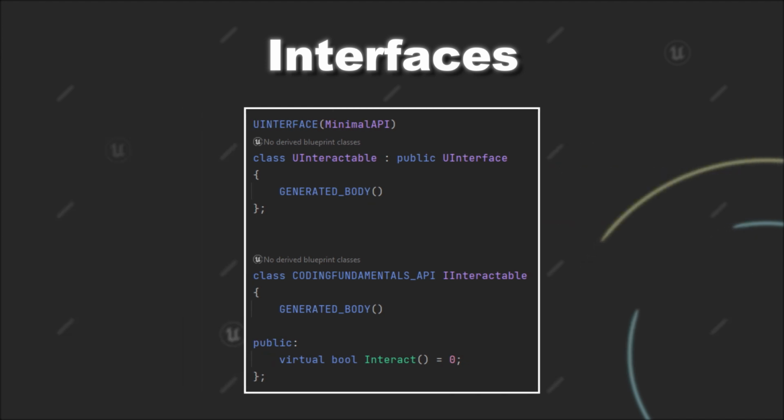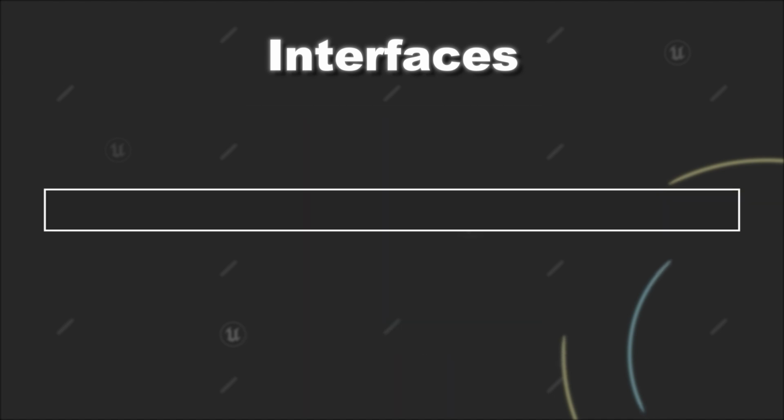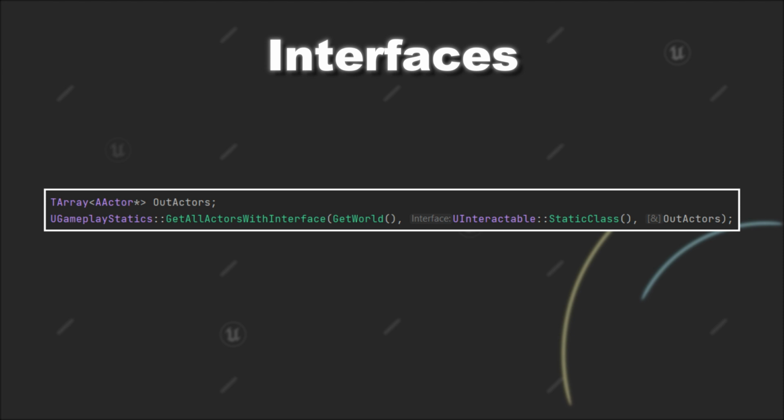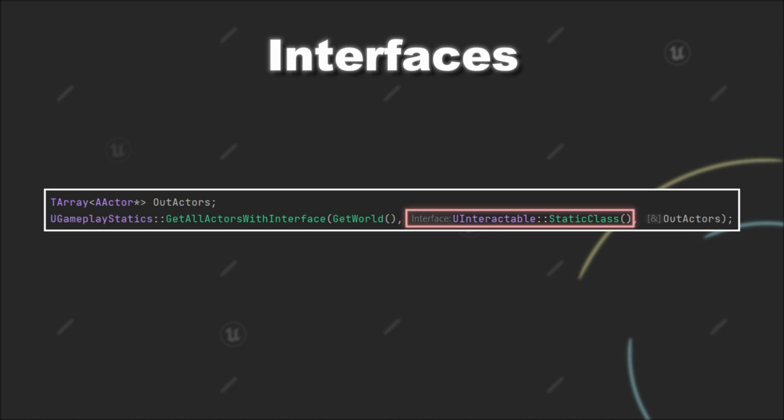Interfaces become truly powerful when used across various parts of your code. For instance, you might want to find all actors in a scene that implement a specific interface. For that, you can use the function GetAllActorsWithInterface. In this example, this function will return all actors that implement the interactable interface.